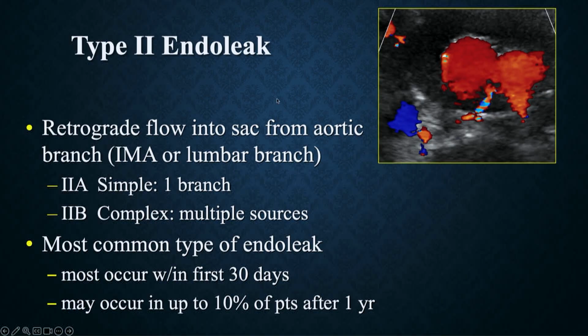So here, a type 2A is a simple one branch leak. Type 2B is when you have multiple sources of the leak. We usually find one, but on occasion you will find two. Type 2 endoleaks, as I mentioned, are the most common, and they tend to be lower pressure. So you can follow those after they've been identified.